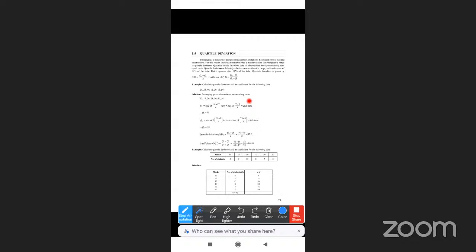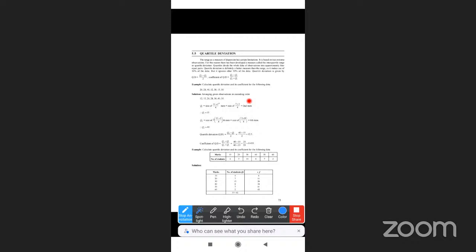Arrange the given observations in ascending order. See, quartiles are nothing but Q1, Q2, Q3, Q4. It is based upon the median. So when you are calculating quartiles or median or percentiles or octiles, you arrange the data in ascending or descending order of magnitude. Here I have taken ascending order, lowest to highest. Now arrange the data in ascending order: 12, 15, 20, 28, 30, 40, 50.